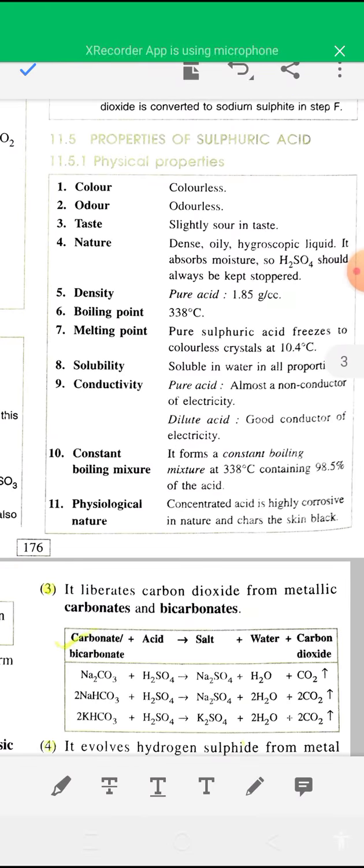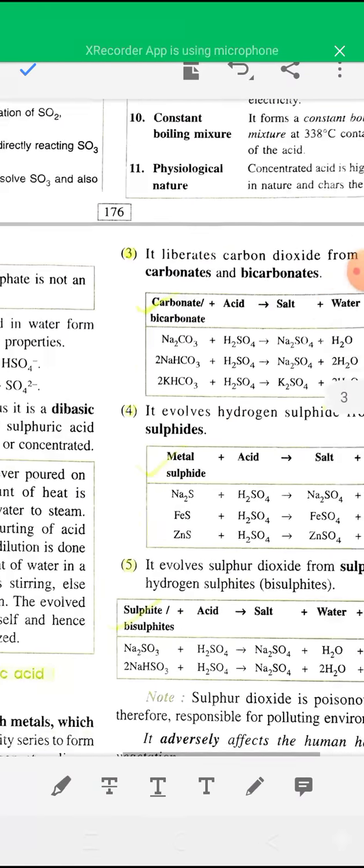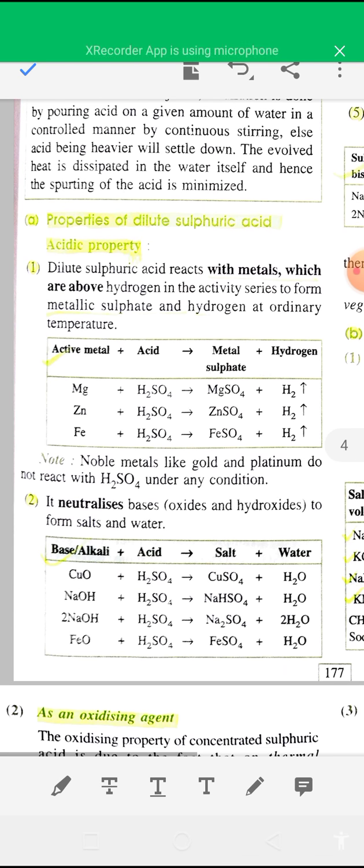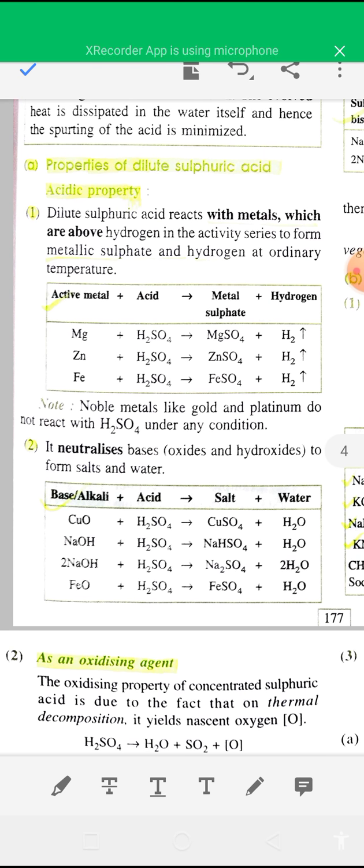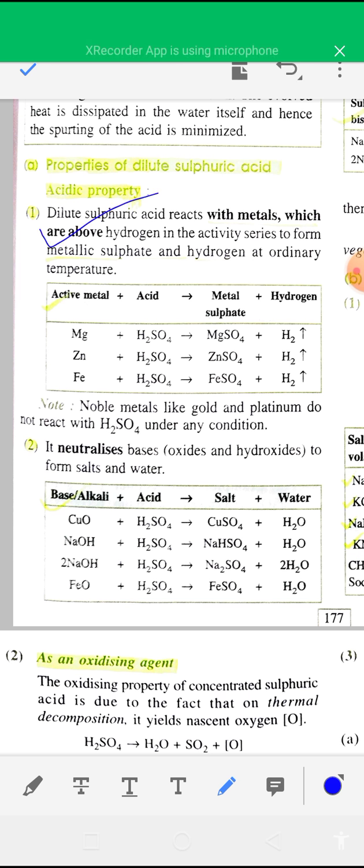Now see the properties of sulfuric acid. Physical properties not required. Chemical properties: acid properties. Sulfuric acid is acidic in nature. So it reacts with active metal and produces hydrogen gas and metal sulfate solution. Sulfuric acid reacts with active metals to form metal sulfate and hydrogen gas. This is the acidic property of sulfuric acid.